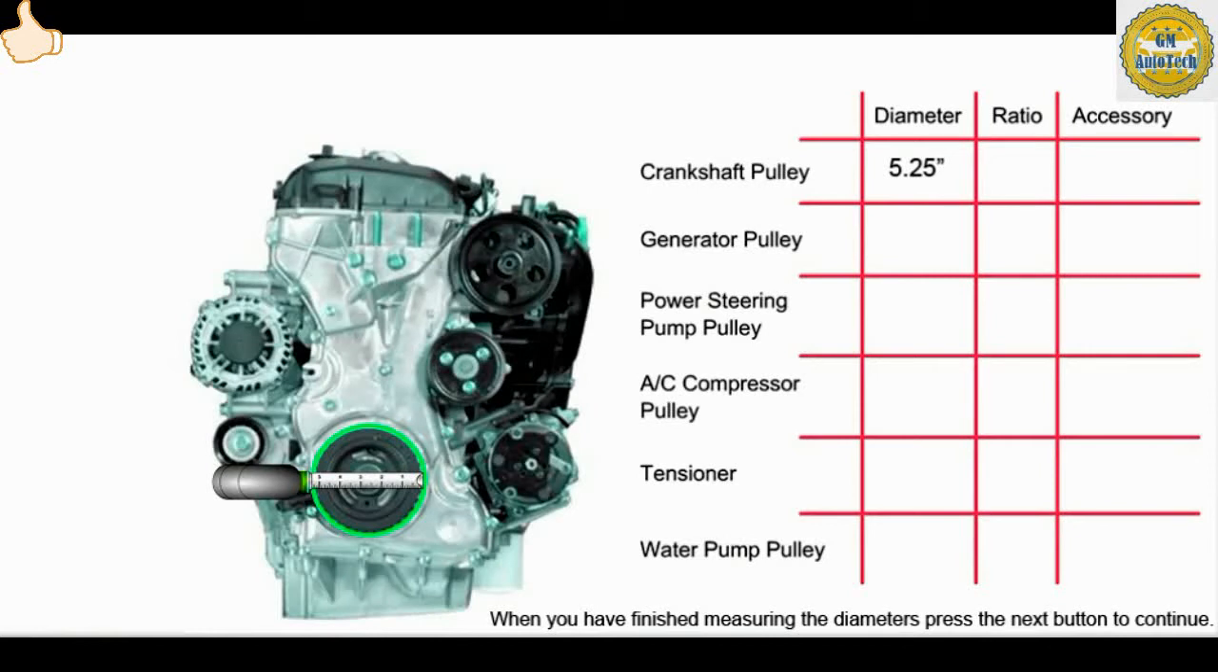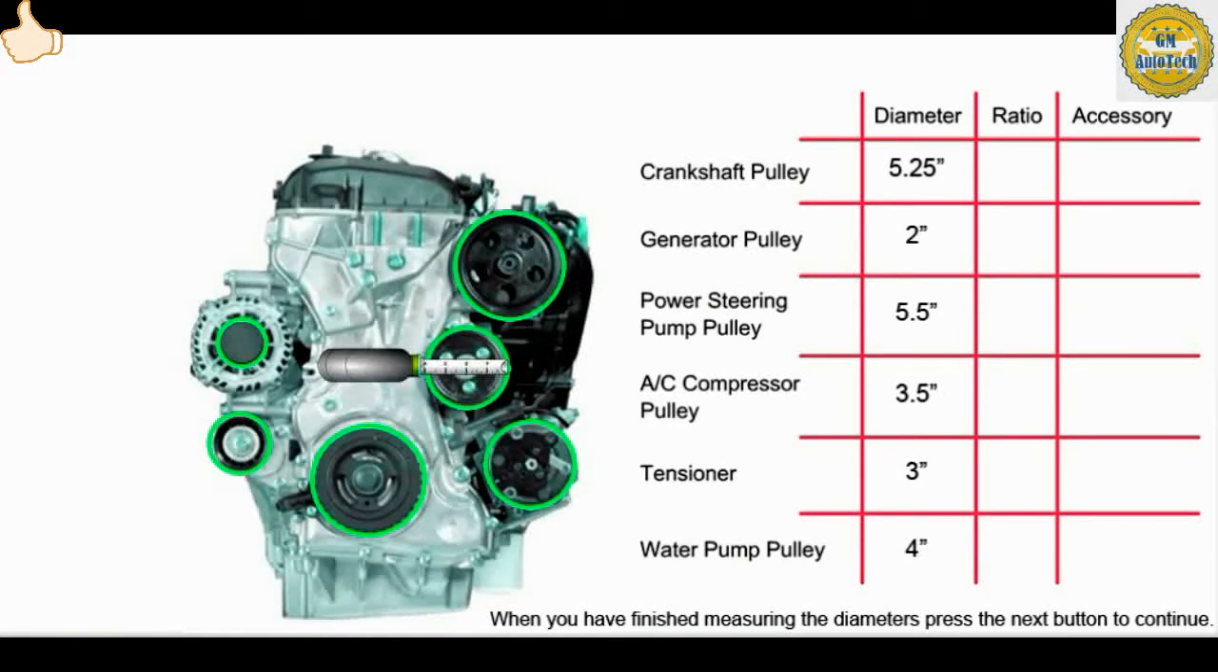Next, measure all of the other accessory pulleys. One at a time, click on each pulley. The generator is one of the smaller pulleys. It's 2 inches. Now we know that the power steering pump is 5 1/2 or 5.5 inches. It looks like the AC compressor pulley is 3.5 inches. Yes, it's important to measure the tensioner. It could cause a vibration too. It's 3 inches in diameter. Good, the water pump pulley is 4 inches in diameter.